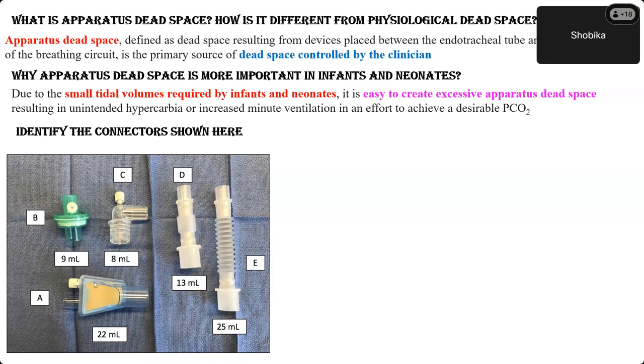This is a filter with an inspiratory limb and the connection for the tube. What is this cap for? ETCO2 auto connection. Fantastic. Very good. That is for ETCO2 auto connection. So this is a filter.